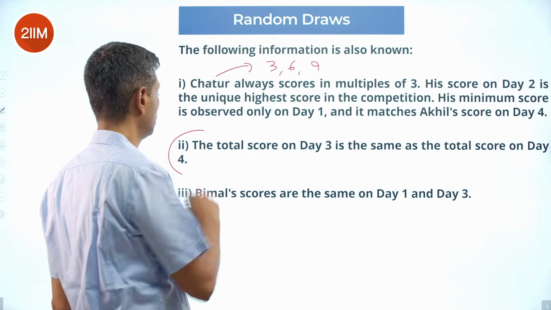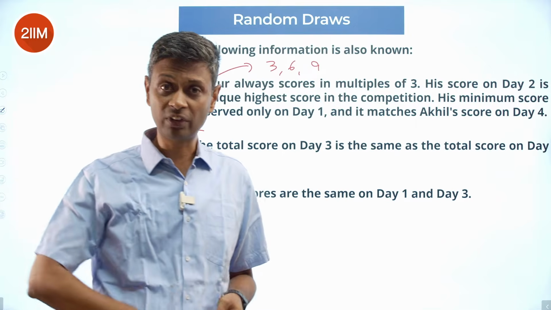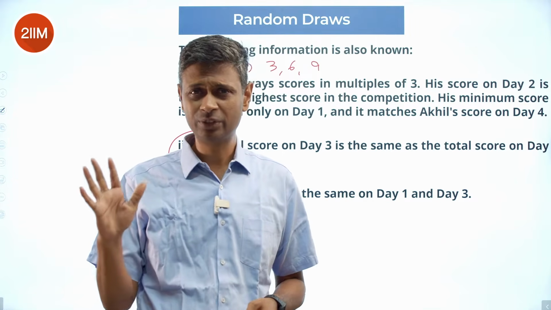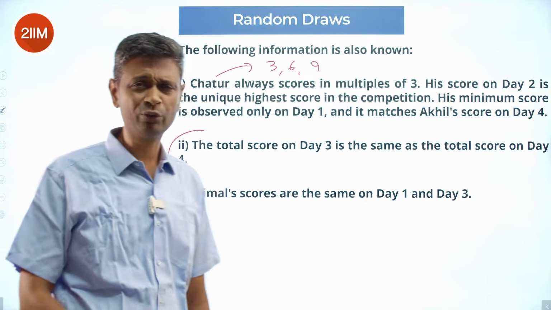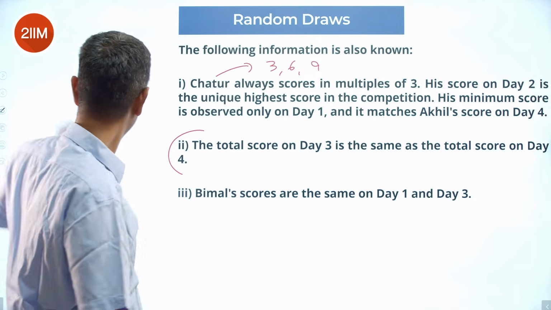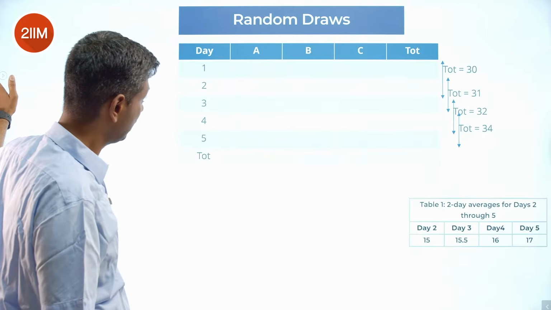Big clue, because the day 3, day 4 average is given. We're told both of these are equal, so we should be able to get something there. Bimal's scores are the same on day 1 and day 3. I think quite a few things will get filled in here. So I'm going to start by laying it out on a table like this.